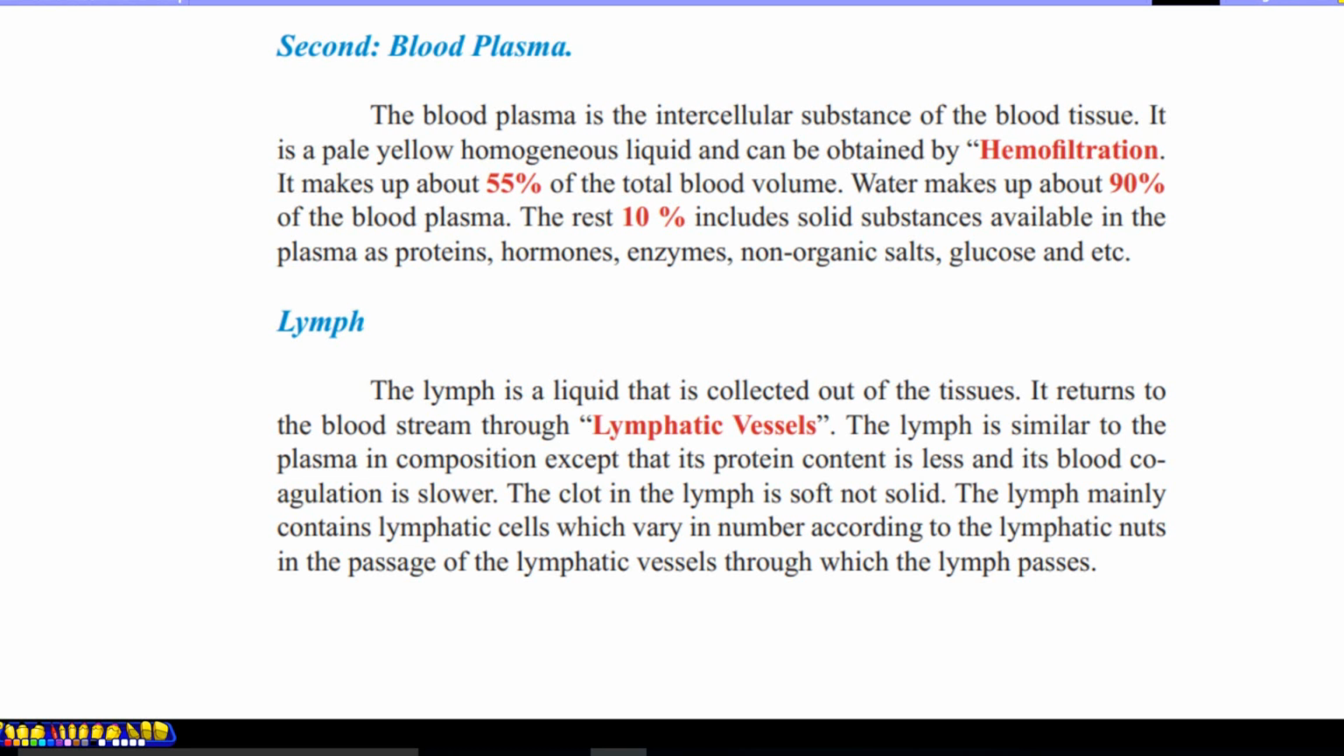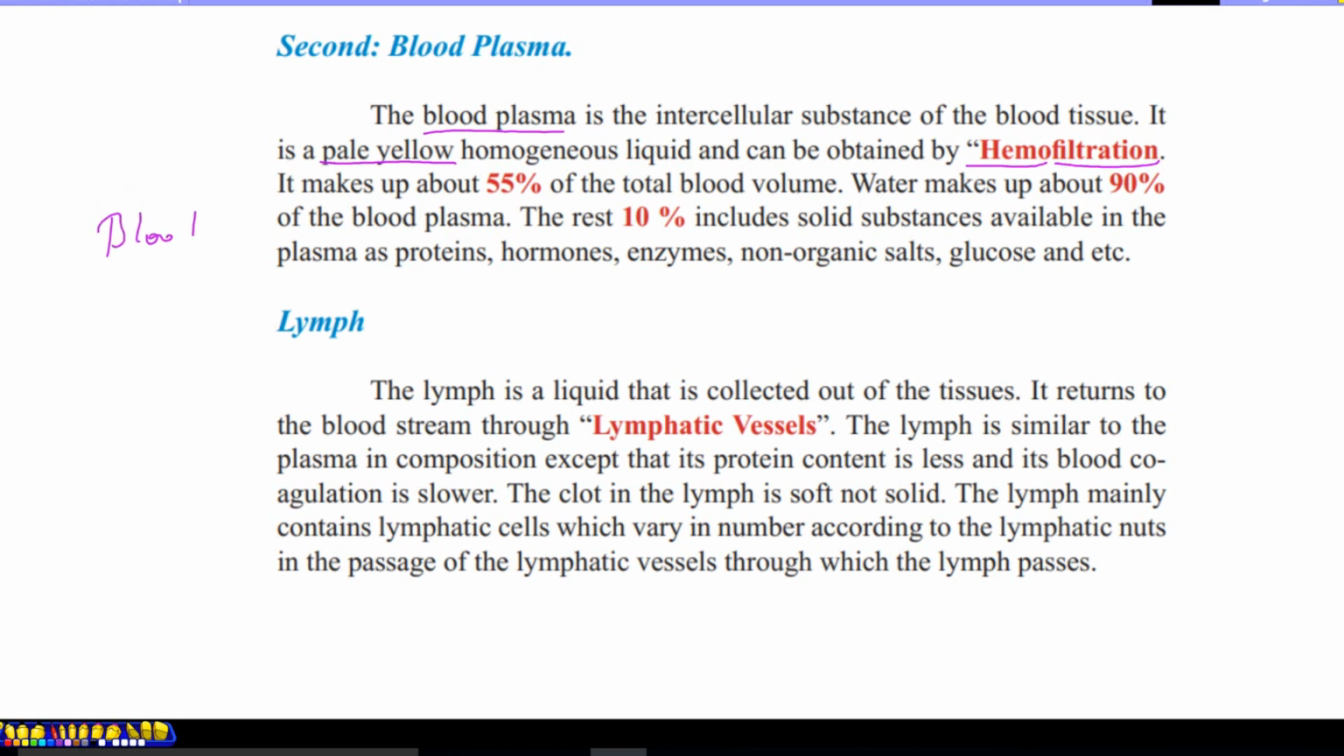Blood plasma is the intercellular substance of blood tissue. We studied the cells of blood tissue; the intercellular substance of blood tissue we call blood plasma. It's pale yellow in color. Why? Because what gives the red color to the blood is the red blood cells. It is a homogeneous liquid and can be obtained by hemofiltration. Hemo means blood, filtration means separation of big particles from small ones. It makes up 55% of the total blood volume, and water makes up about 90% of that.